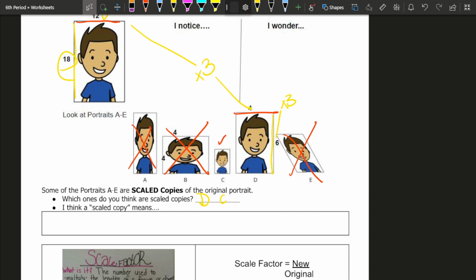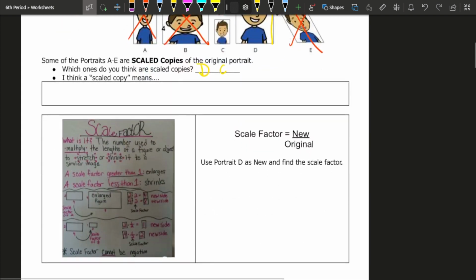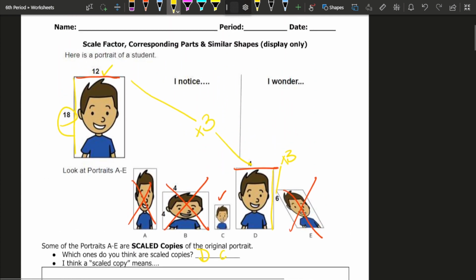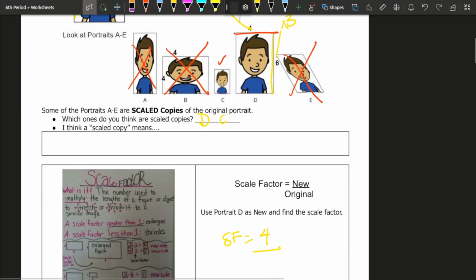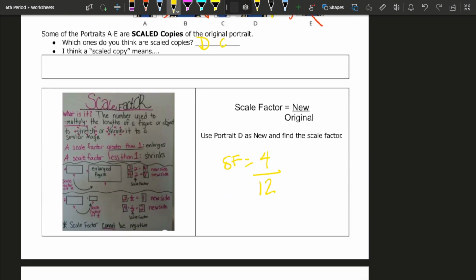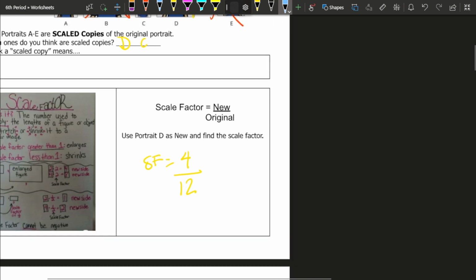I will pick the smaller number. Let's look at portrait D. What is the smaller number, 4 or 6? 4. So the new one is going to be 4. And the corresponding side to 4 on the original is what? 12. Do I have a fraction now? Yes, that's a ratio, a proportion. Can I simplify this proportion? Yes. We've got to divide them by what to simplify it?